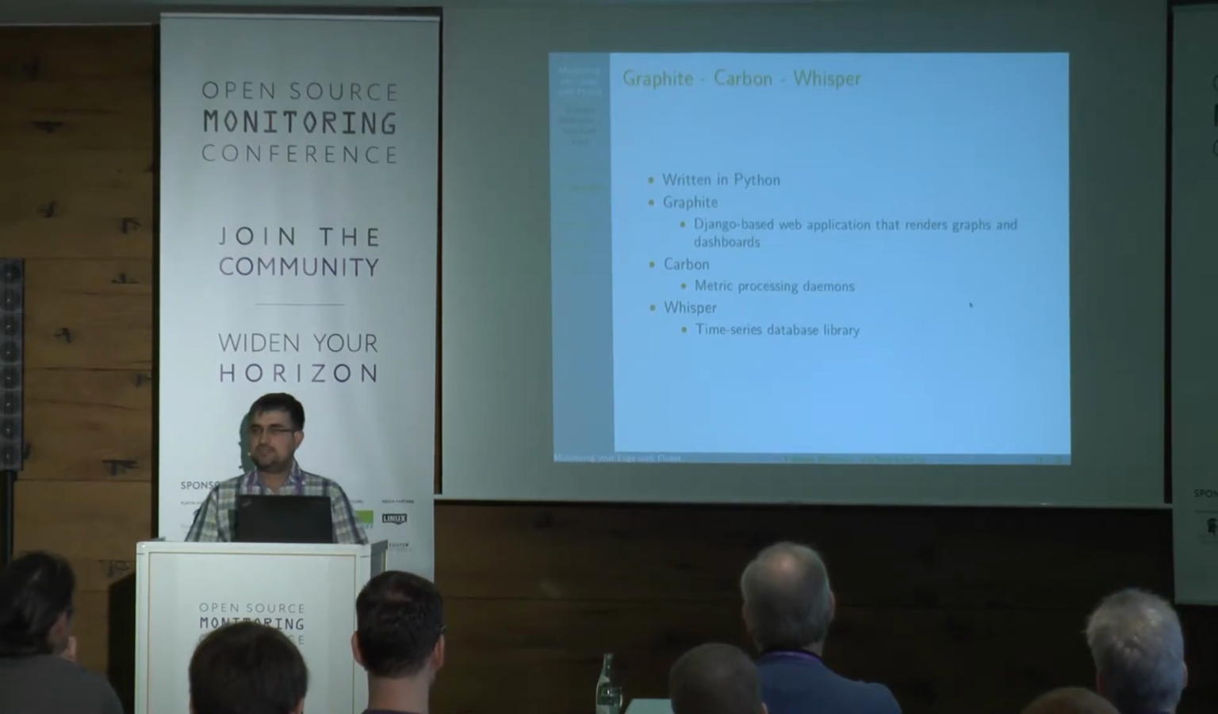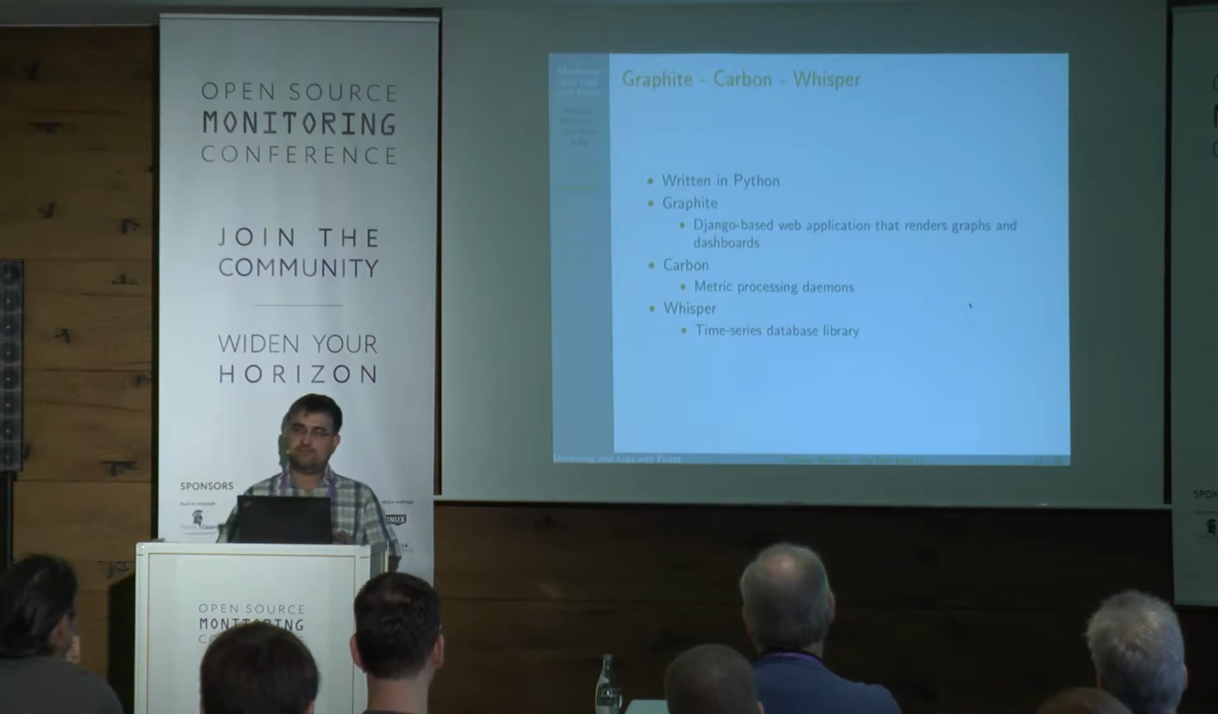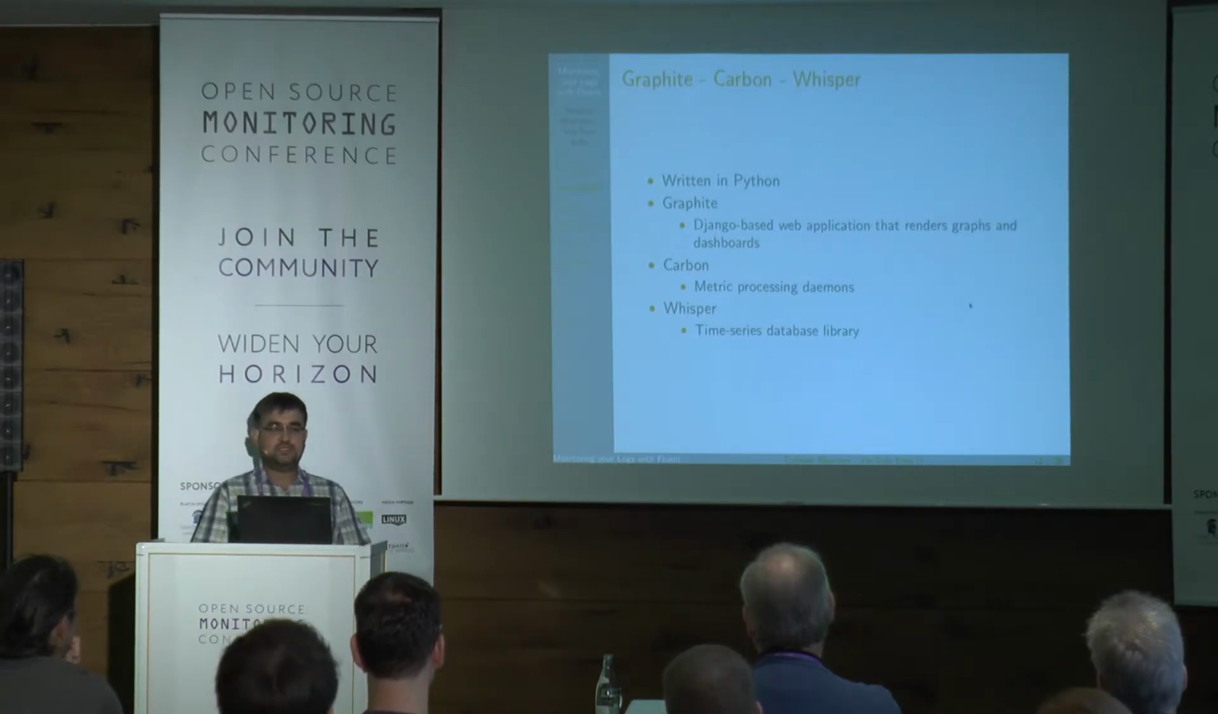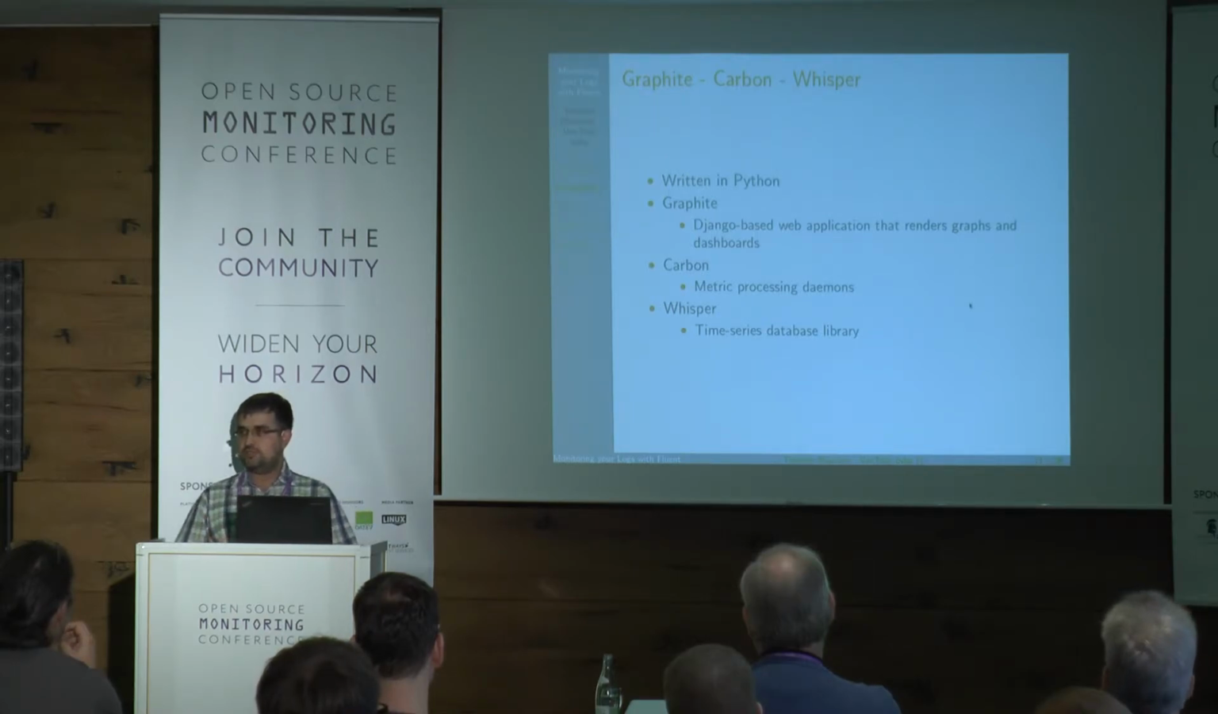So now we need something to store all this data in. I use Carbon or Graphite. So it's basically another project written in Python, which has a Django web framework where you can do API calls against. Carbon will actually process all these metrics that come in and write them to the Whisper database.